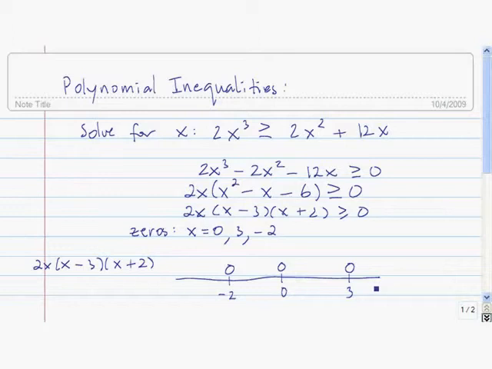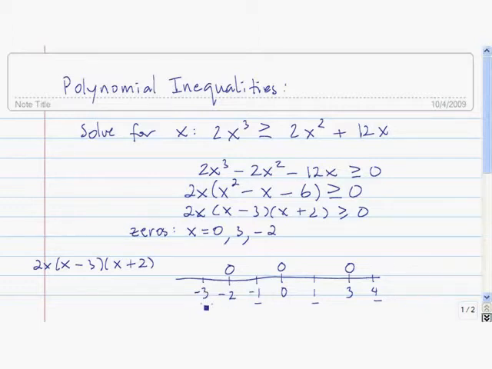Okay, so the zeros take the number line and break it up into pieces. So what we want to do is on each piece choose a value that's our test value. So something less than negative 2 is negative 3. Something in between negative 2 and 0 is negative 1. Something in between 0 and 3 is 1. And something greater than 3 is 4. Okay, so these four are our test values.